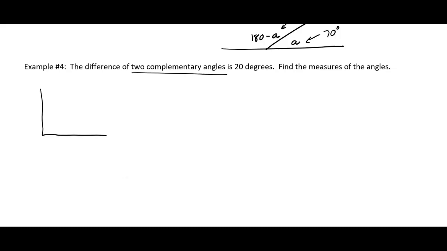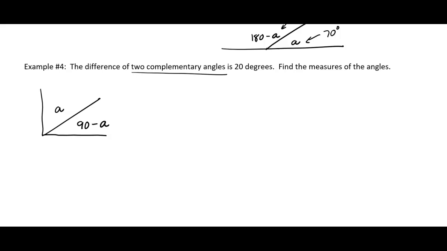There's a right angle. I'm going to draw a line. I'm going to make one of them A. I can't remember which way I did it up there, and it doesn't matter which one's which, to be honest. And the other one is 90 minus A. So there's my two complementary angles. And it says the difference is 20.